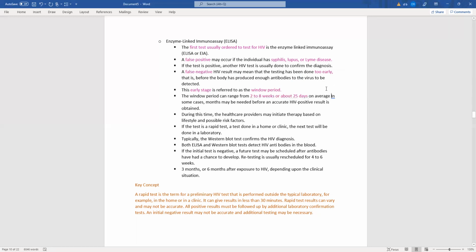In some cases, months may be needed before an accurate HIV positive result is obtained. During this time, the healthcare providers may initiate therapy based on lifestyle and possible risk factors. If the test is a rapid test, a test done in a home or clinic, the next test will be done in a lab. Typically, the Western blot test confirms the HIV diagnosis.